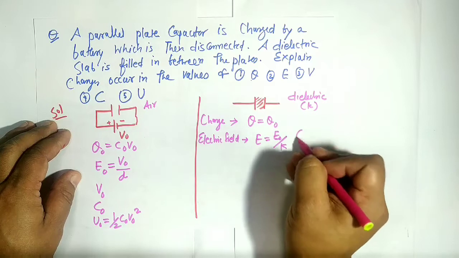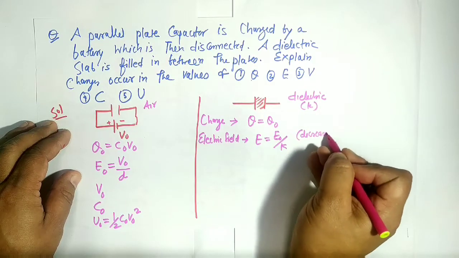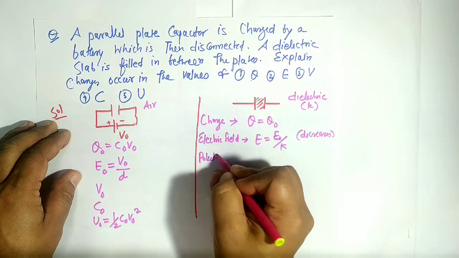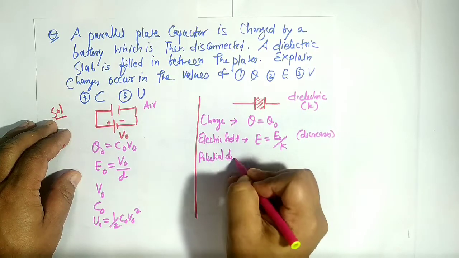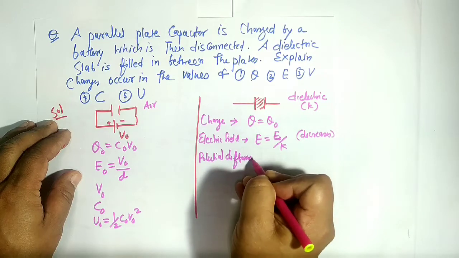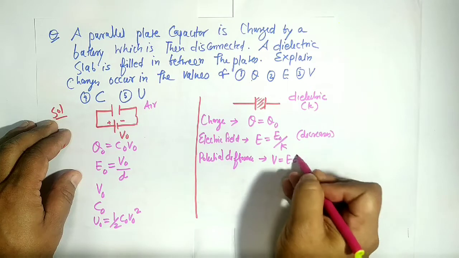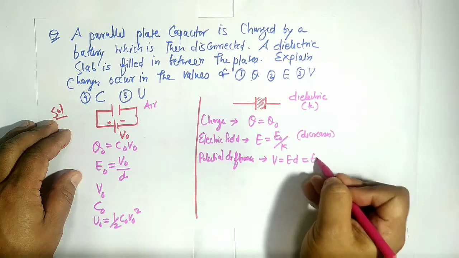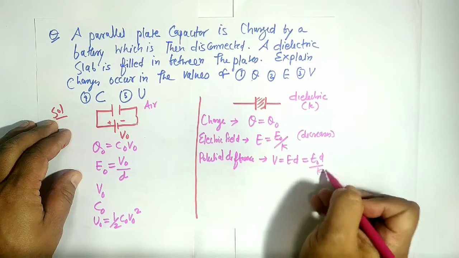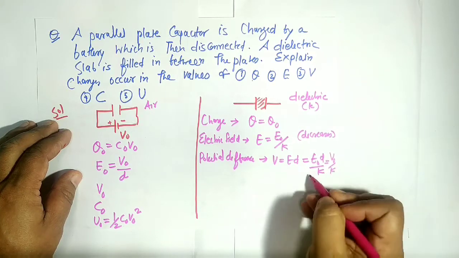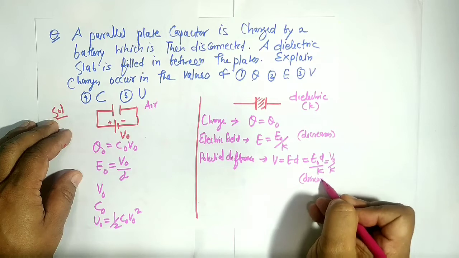So electric field, what does it do? Decreases. Then we talk about what? Potential difference, V. Can you tell me what should be the potential difference? We know that V is what? Electric field into distance. So if I write E0 D by K, ultimately potential difference will be V0 by K. So it also decreases. Are you getting it?